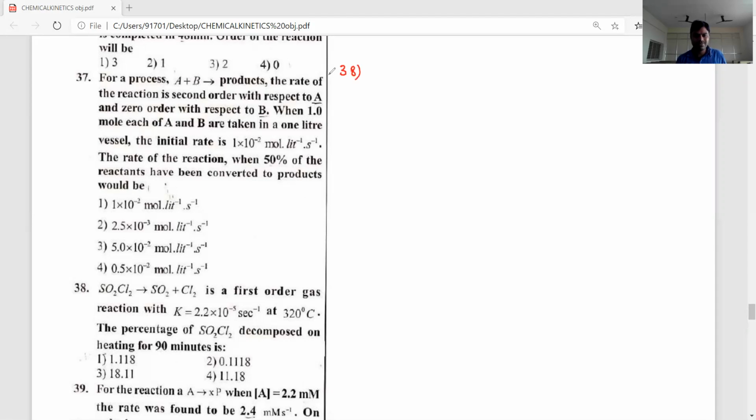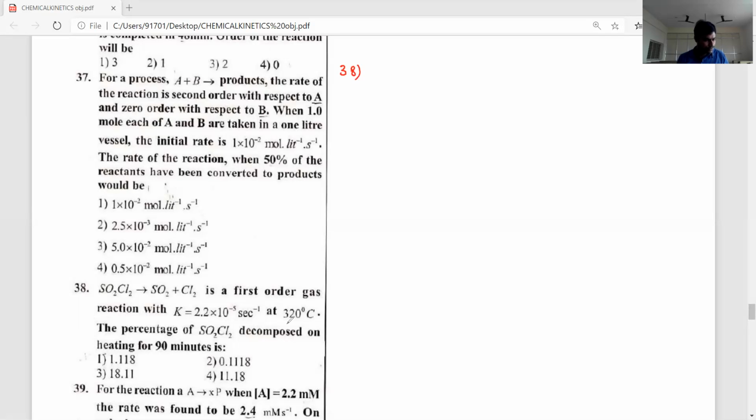38th question. SO2Cl2 is converted into SO2 plus Cl2 in a first order reaction. The K value is given at 320 kelvins. The percentage of SO2Cl2 that decomposes on heating for 90 minutes is asked. So at 90 minutes, how much percentage of SO2Cl2 is decomposed? That value is asked.